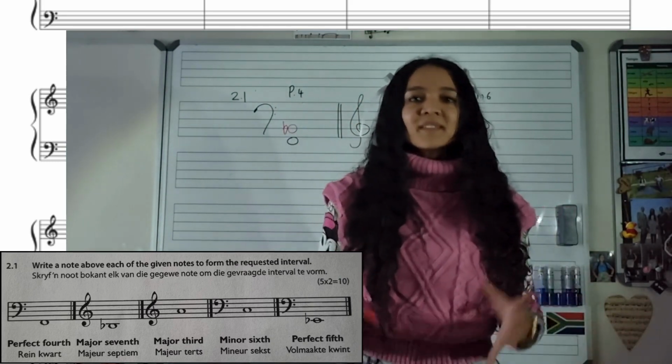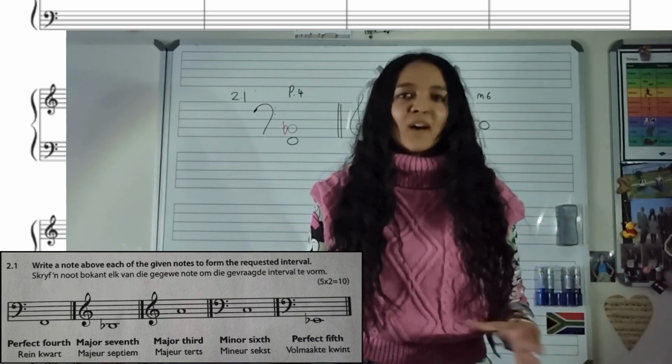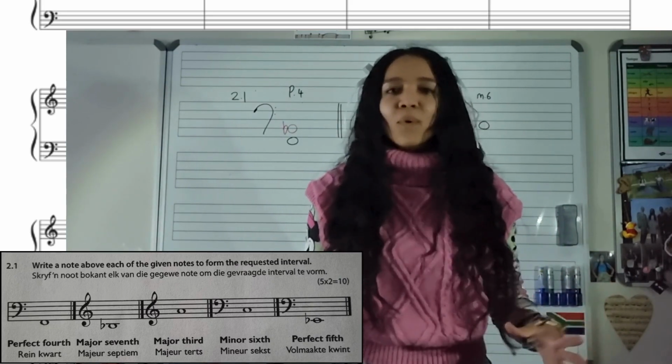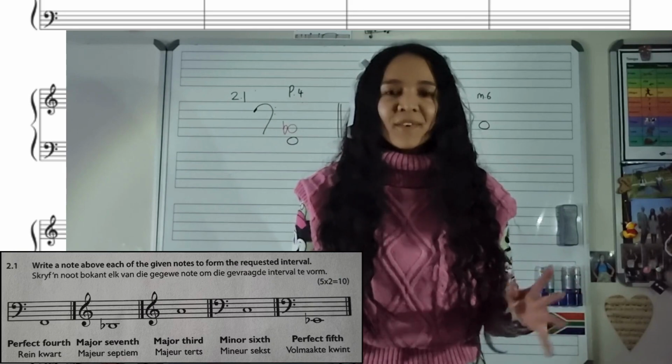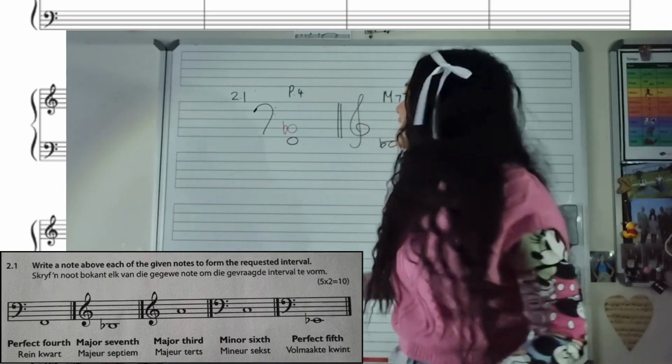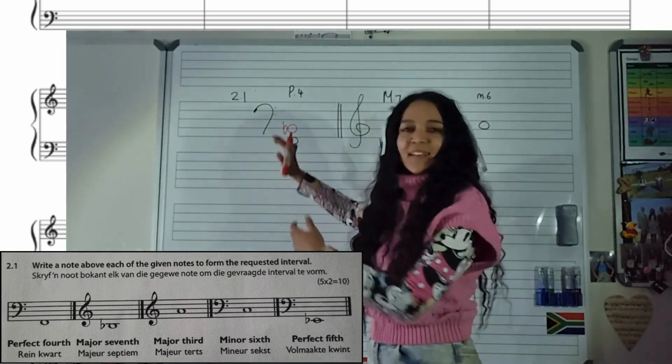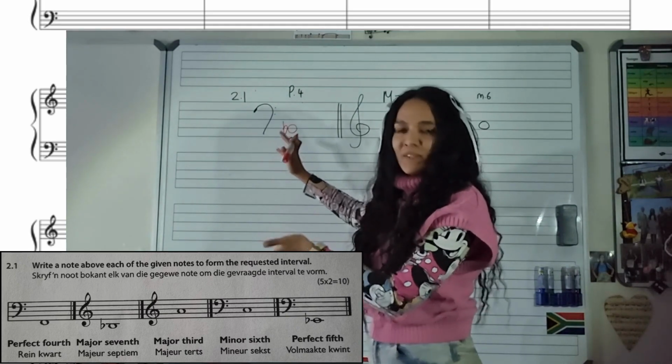So all you have to do is think in the key of F. We can't think all natural notes because not all notes in every key will be natural. F major has a B flat: perfect fourth above F, B flat.